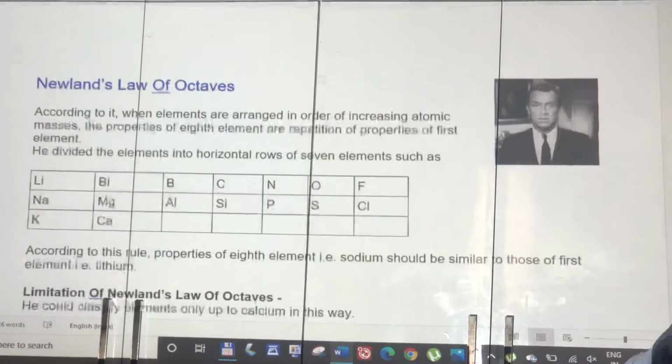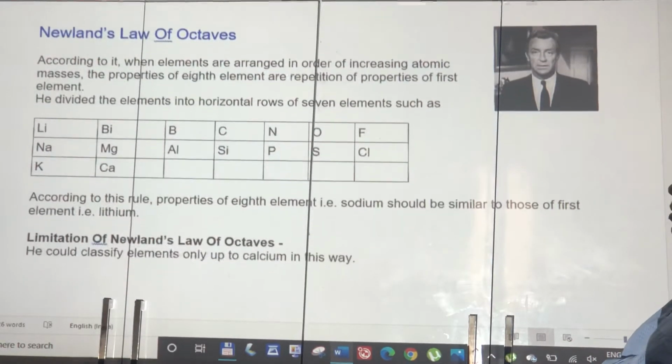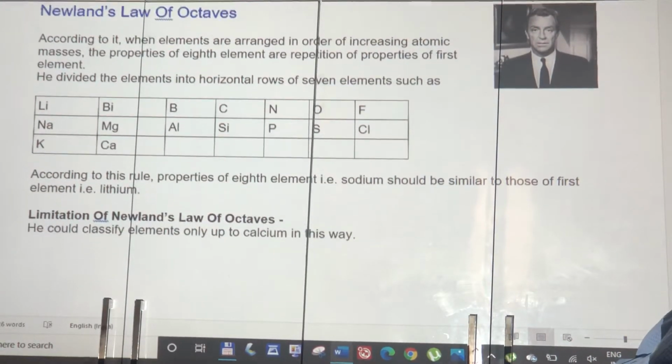He failed to arrange all the elements after calcium. He could not do it. They did not have similar chemical properties and not all were discovered. He failed. The next person who comes to periodic classification is Newland's law of octaves.